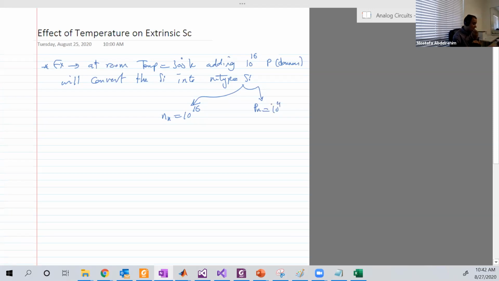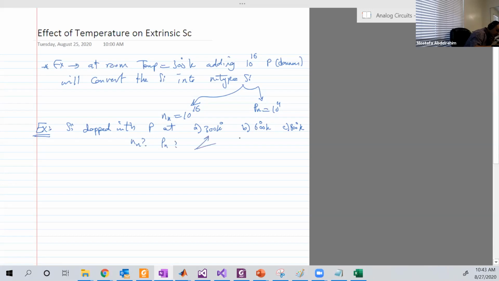Very nice. Now, what will happen if we increase the temperature? So let's have an example, the same example that we just solved, okay? Again, silicon doped with phosphorus at A, 300 degree Kelvin, B, 600 degree Kelvin, C, 800 degree Kelvin. So calculate Nn and Pn at those three temperatures.